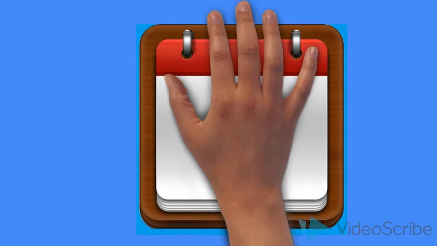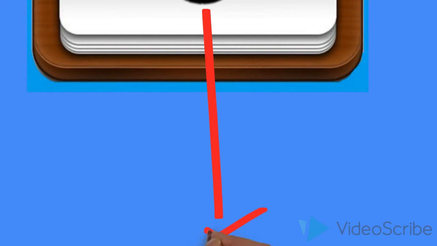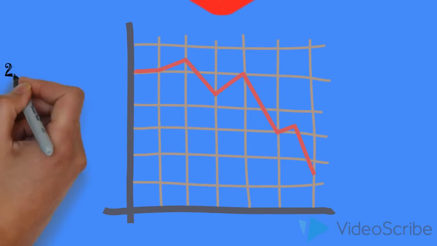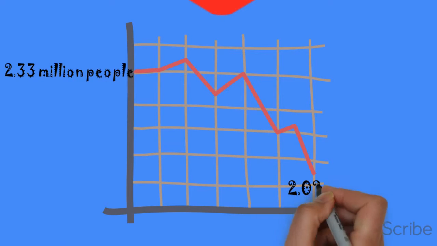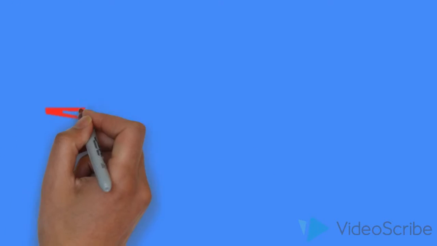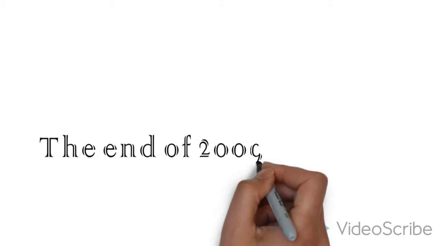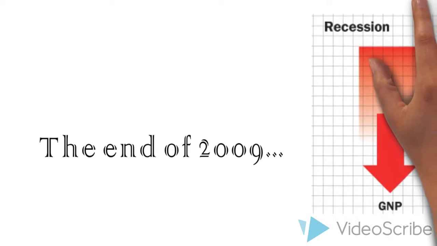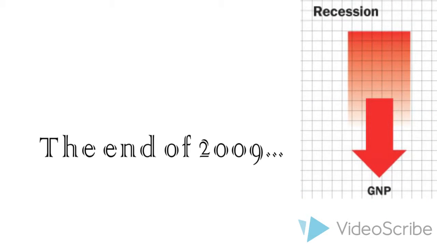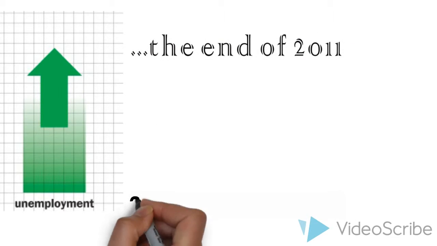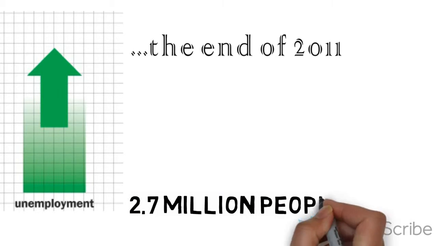Now, let's take a look at some data. In the last 6 months, unemployment in the United Kingdom went down from 2.33 million people to 2.02 million people, which gives us the rate of 6.2%, which, according to the Office for National Statistics, is the lowest level since the fall of 2008. Towards the end of 2009, the United Kingdom was known to have its largest recession since the 1950s, but unemployment peaked at the end of 2011 at 2.7 million people. This was the highest level that the country had seen in 17 years.